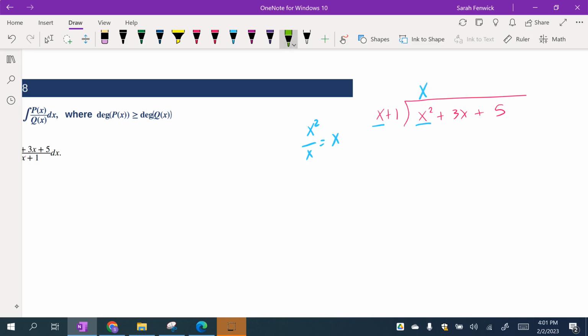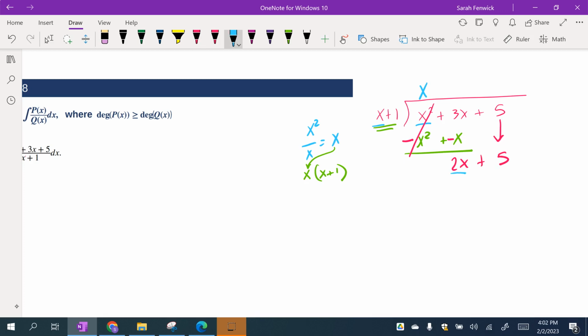Then for down here, we do that x that we just got times x plus 1, which is here, and distribute, and we get x squared plus 1x. But when we're going to subtract that, it means we have to subtract both pieces. So x squared minus x squared is 0. 3x minus x is 2x. You bring down your plus 5.